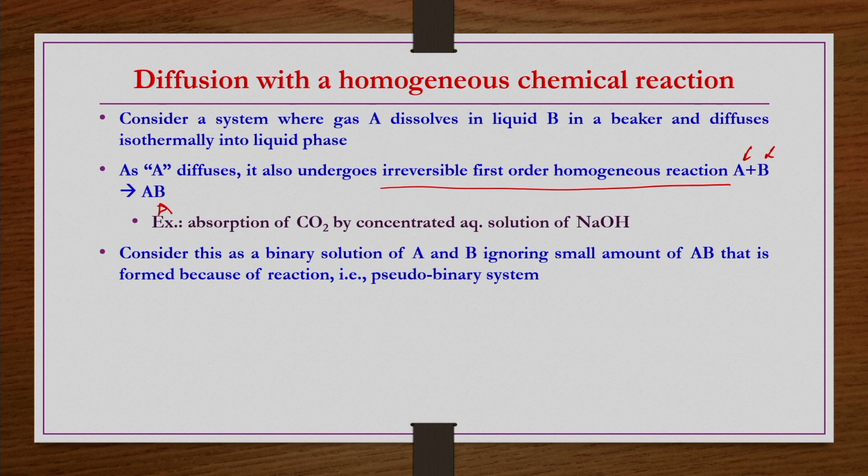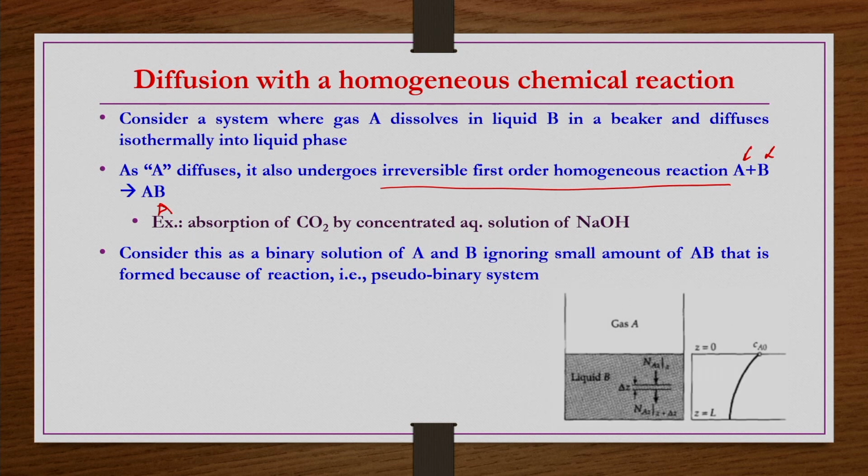Consider this as a binary solution of A and B, ignoring the small amount of AB that is formed because of the reaction; that is a pseudo binary system. Pictorially, we have a beaker in which liquid B is there. Now, gas A is coming in and dissolving here. While it is dissolving because of diffusion, the reaction is also taking place. That reaction is an irreversible first order homogeneous reaction, right.